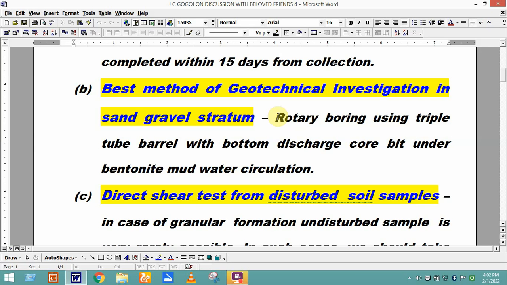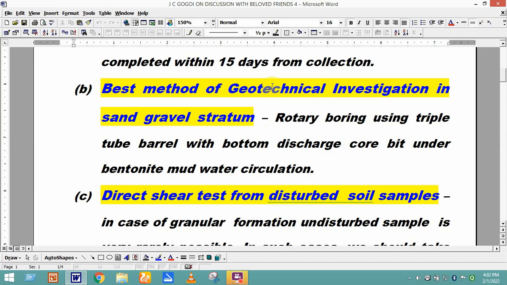And another problem is during drilling, when we stop for another field test, say N value, SPT test, for that break, sedimentation at the bottom of the hole is quite high.